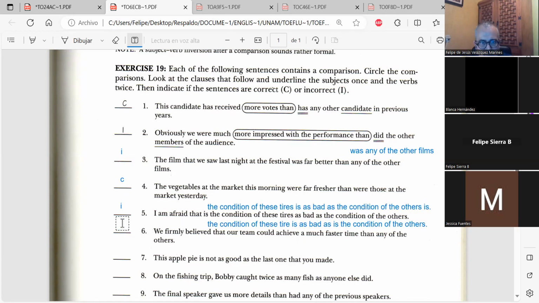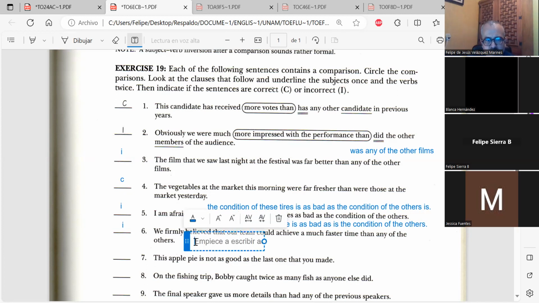Okay, Felipe. We firmly believe that our team could achieve a much faster time than any of the others. It is incorrect because it should be: we firmly believe that our team could achieve a much faster time than could any of the others. Or than any of the others could, without emphasis. And for emphasis, than could any of the others. Emphasis or formality, as you want to call it.